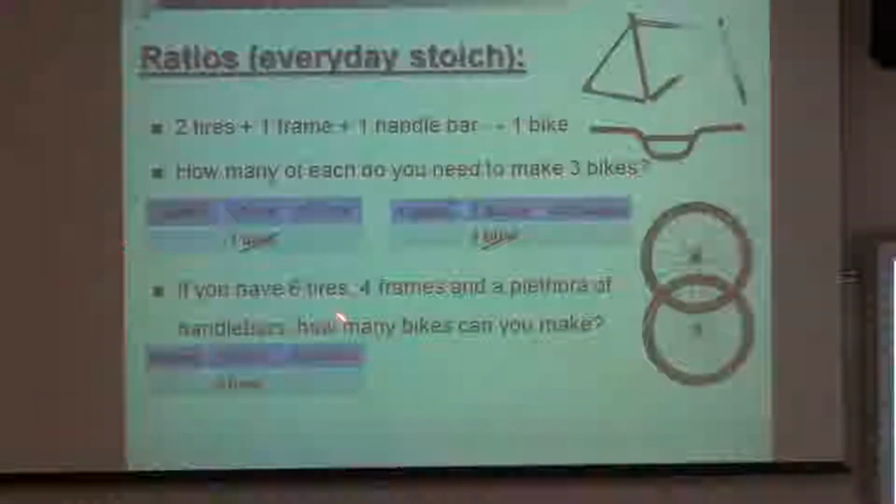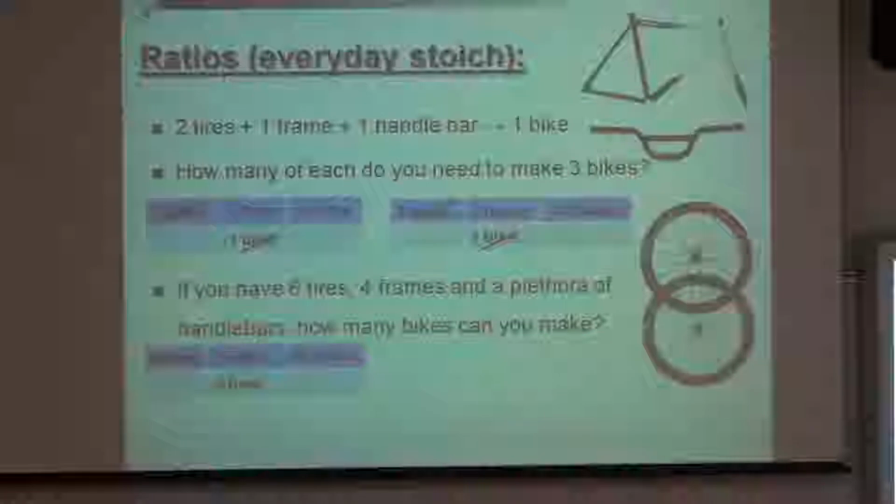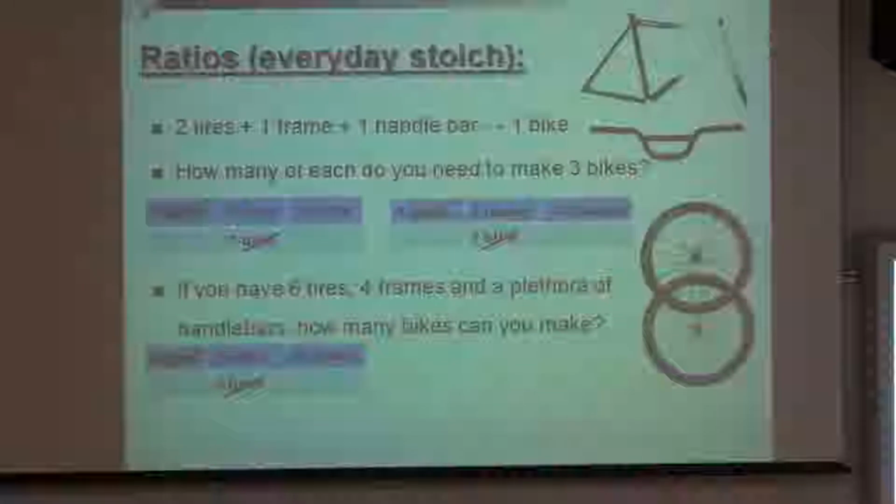You've got this much of one thing and this much of another thing. How much can you make? So you're going to do the same calculation twice, and then you're simply going to take the smaller number. So we got 6 tires. We use our relationship for 2 tires per bike to figure out that we can make 3 bikes with our 6 tires.